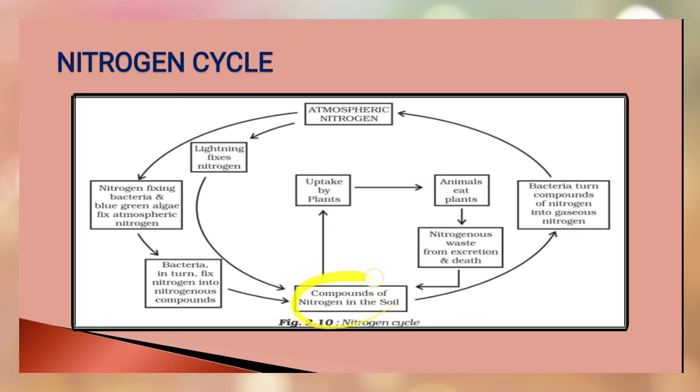From the soil, plants are taking it up. From plants, it goes to animals. And when both plants and animals die, it goes back to the soil. From soil, some bacteria turn it into useful products which can be again used by the plants, and some part of the nitrogen is getting converted into atmospheric nitrogen, that is gaseous nitrogen, and goes back to the atmosphere. So this is a cyclic process and this is known as nitrogen cycle.